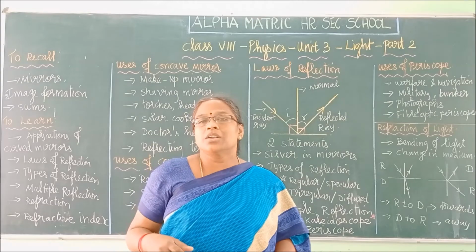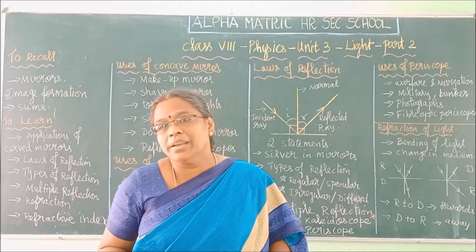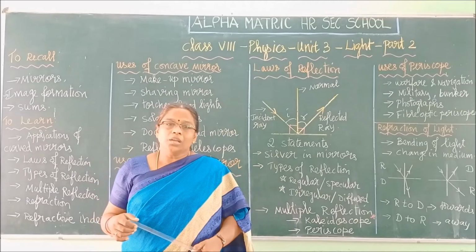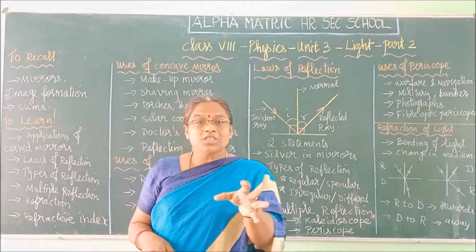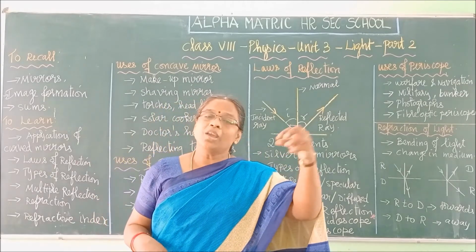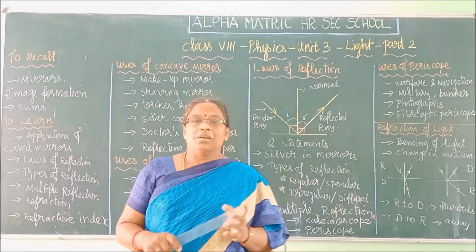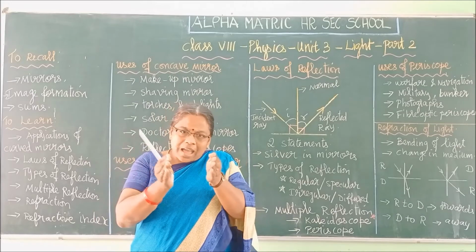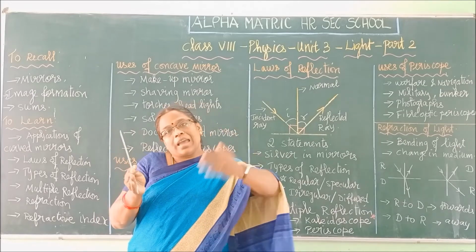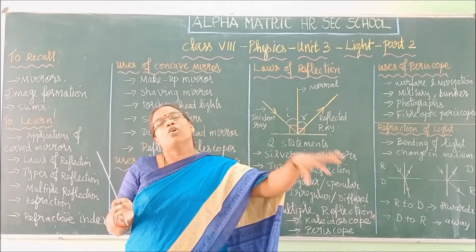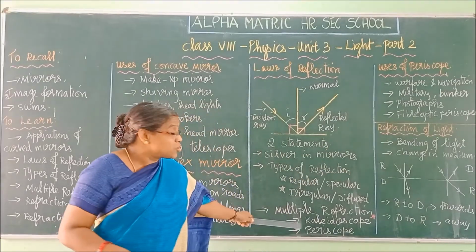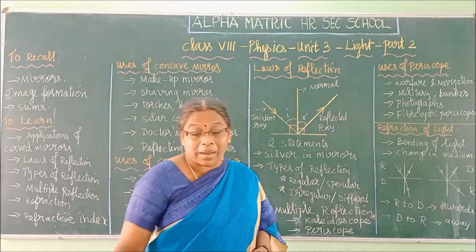So this is the formula, children. 360 degrees by theta, that is the respective angle, minus 1. Based on this formula only the number of images will be formed inside the mirrors, right? So when I minimize the angle, when you calculate the number of images, it will come accordingly in a correct way inside the mirror. Based on that we can make a kaleidoscope and a periscope.